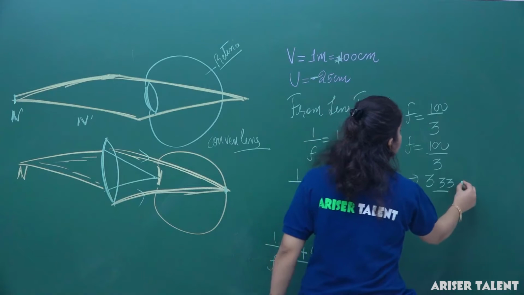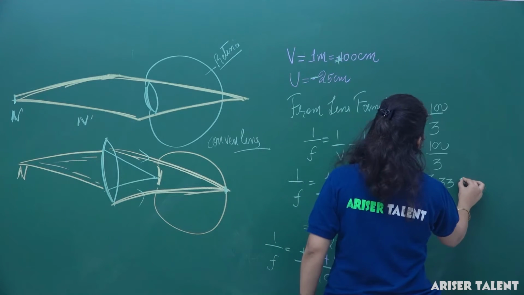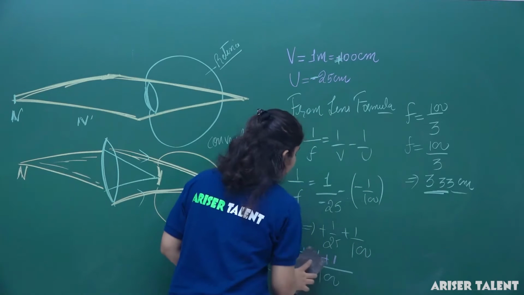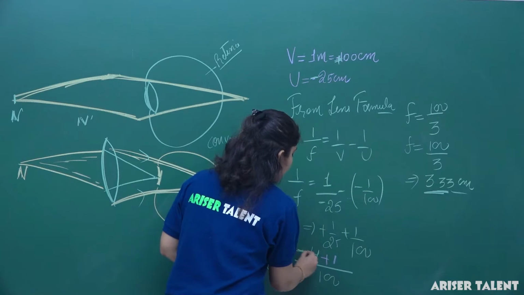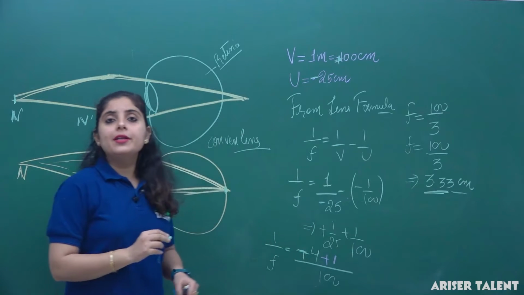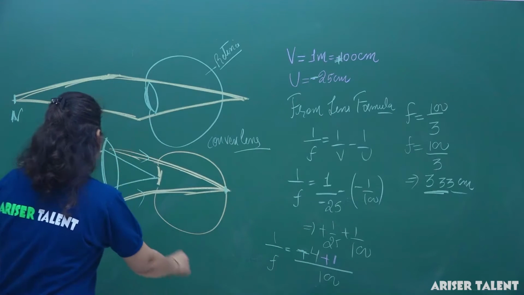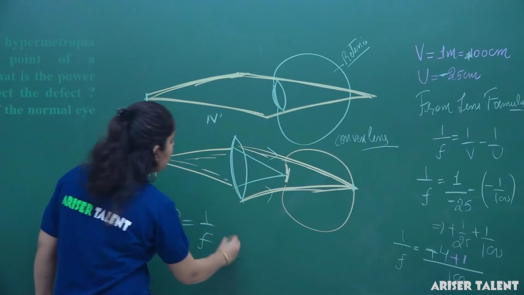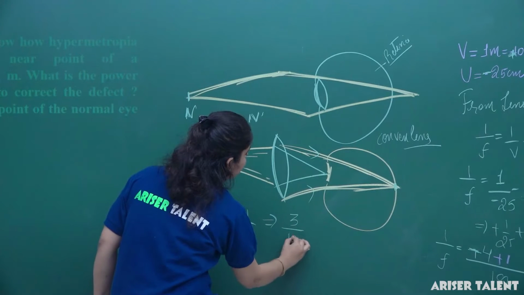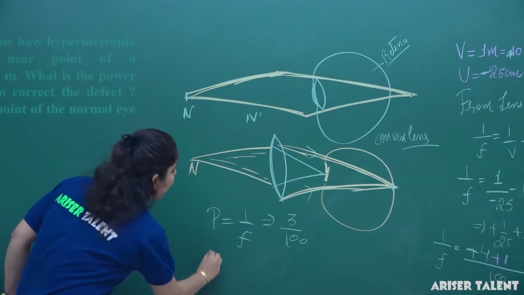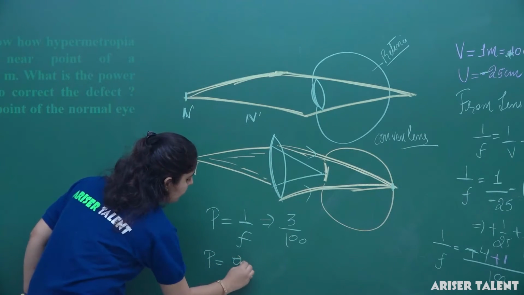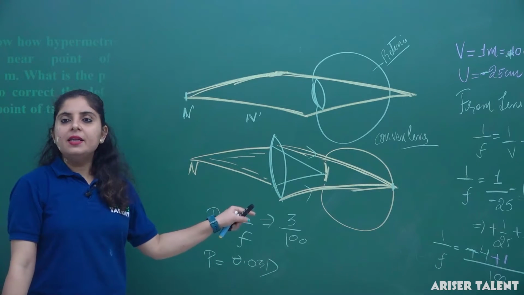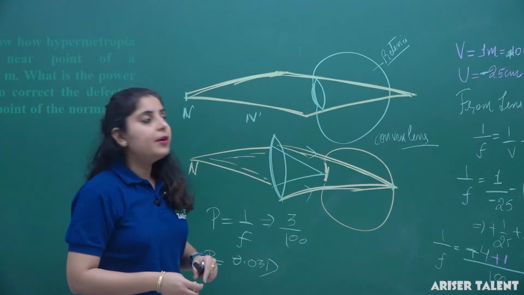Okay, now we are getting the focal length that is equal to 3.33 centimeter. Now what you have to identify in this case? In this case we have to identify the power here. Okay, we have to calculate the power of the lens. Now the power of the lens P will be calculated as 1 upon f, and f came out to be 100 upon 3, so it will be 3 upon 100, and this power will be equal to 0.03 diopter.